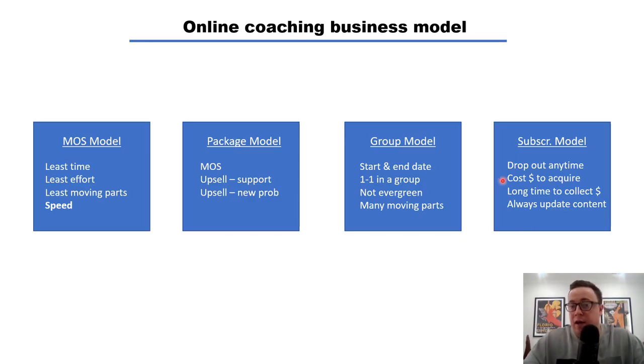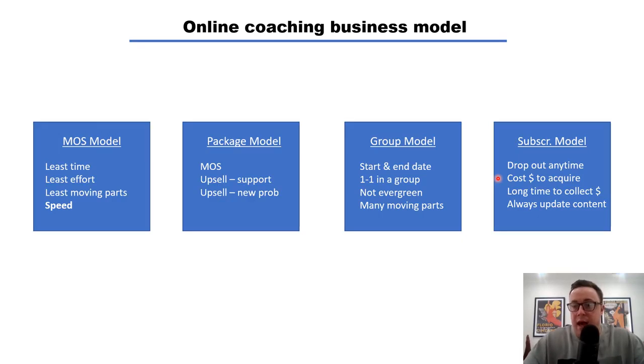Now, the reason you've got to consider the cash collected is because it might cost you a lot of money to acquire one person. I constantly see Facebook ads that say, join my subscription model, or join this program. You get unlimited access to this, unlimited access to that. You'll get this, you'll get that for $50 a month.